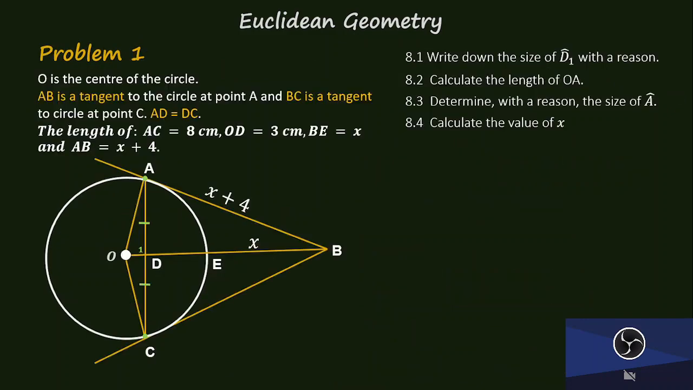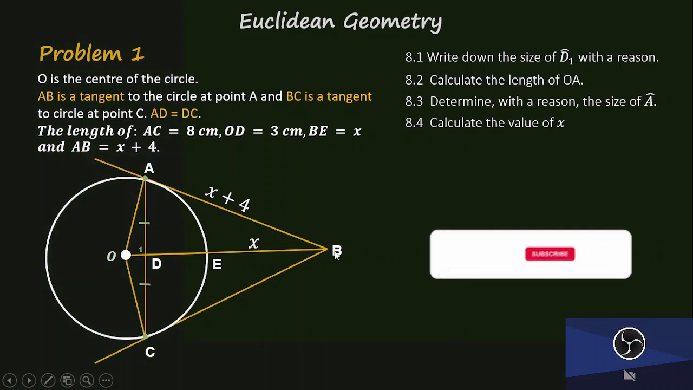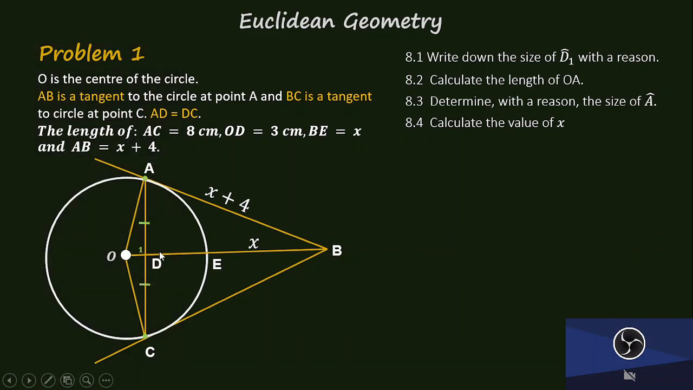In this problem, we are told that O is the center of the circle. We are given that AB is a tangent through the point A, and BC is a tangent through the point C. And then we are told that AD equals DC. Extra information says that AC is 8 centimeters. OD is 3 centimeters. BE is X. X is not for the whole line, it's only for BE. And then AB is X plus 4.